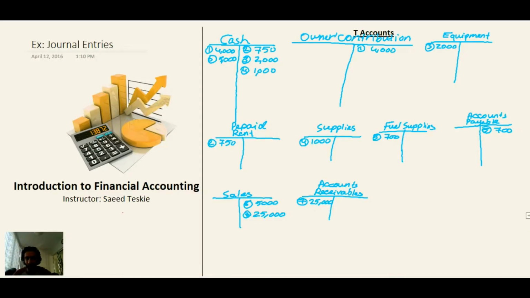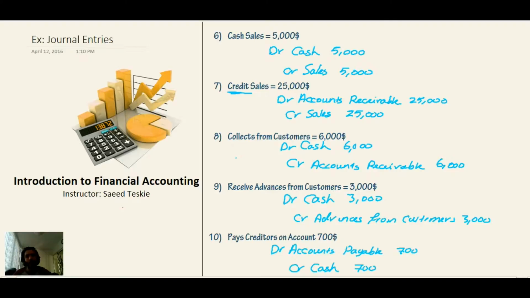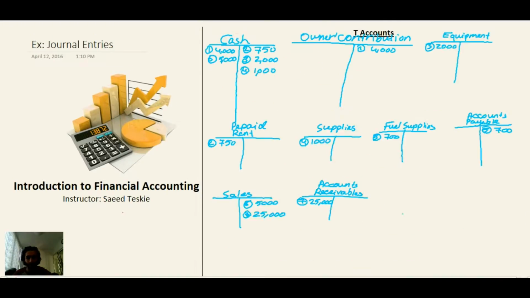Okay, next we collected from customers 6,000. We debit cash because cash increased by 6,000 and we will credit accounts receivable by 6,000. Okay, cash increased 6,000 and we come to accounts receivable and we need to decrease it. We credited it by 6,000.